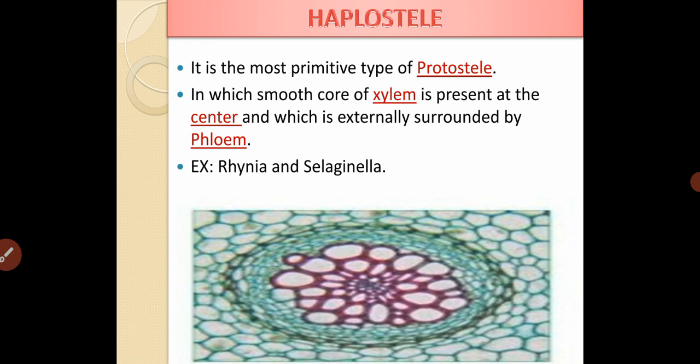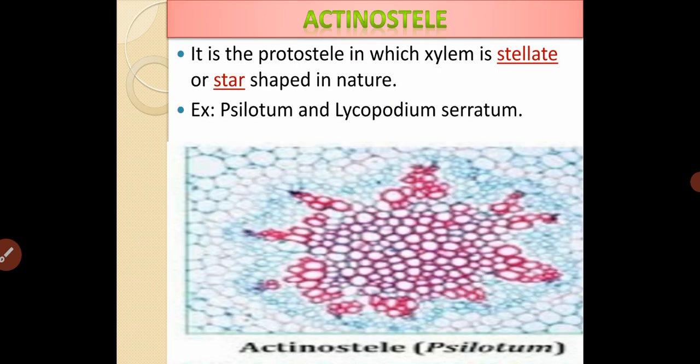Haplostele is the condition in which xylem is present at the center, which is externally covered by the phloem. Actinostele. It is the protostele in which xylem is stellate or star-shaped in nature, as seen in case of Xiphopteris and Lycopodium serratum.